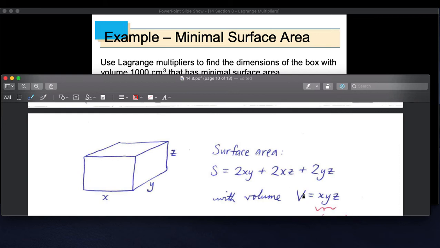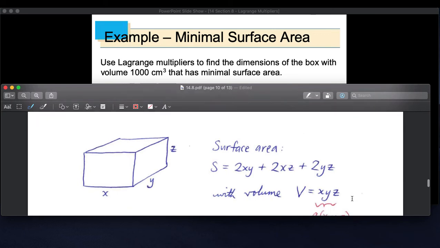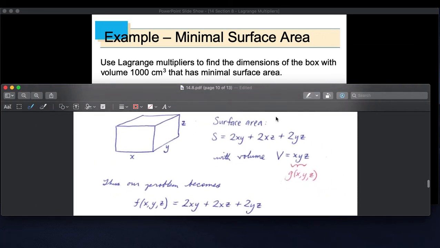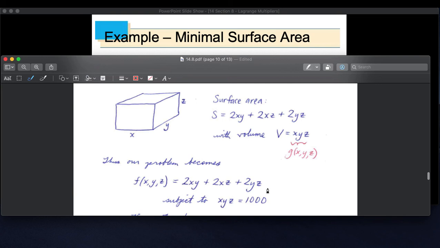And again, we all know volume is length times width times height. So according to these dimensions, that would be xyz. Now keep in mind that in this particular problem, the box is subject to the volume. In the last problem, we were searching for the volume. In this problem, the volume is the constraint. So I'm going to let that xyz be my constraint g. If that's the case, our problem becomes: f is the surface area I'm trying to minimize, subject to xyz equals 1,000.